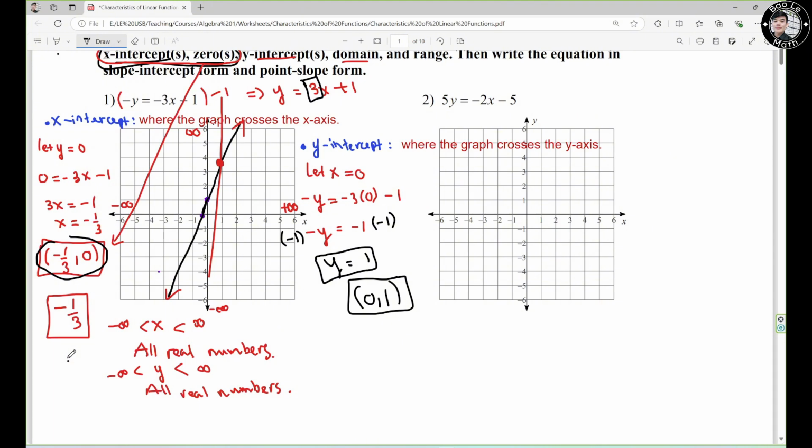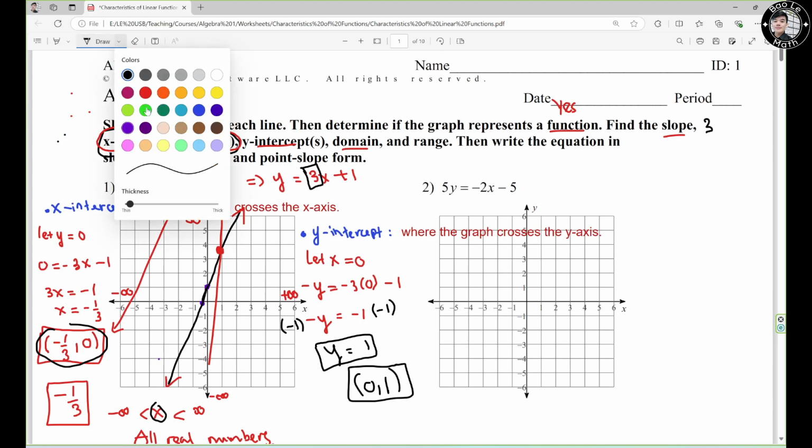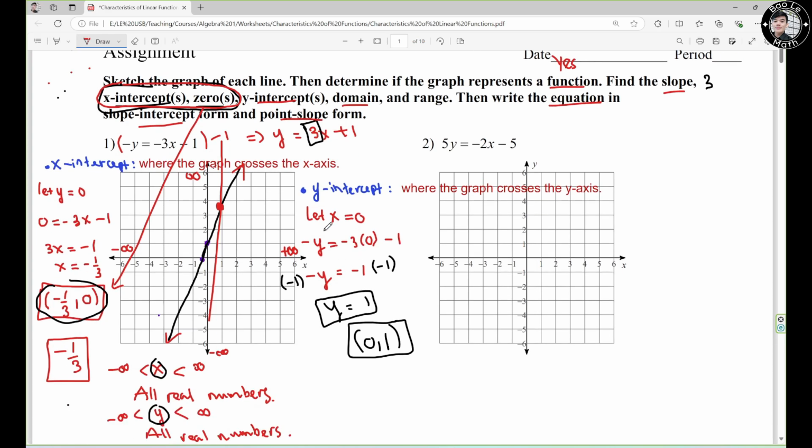Now keep in mind, when we talk about the domain, we talk about the x value. When we talk about the range, we talk about the y value. Okay. Next one, we need to write the equation in the slope-intercept form and point-slope form. The slope-intercept form, we already got it right here. Now we need to convert this one into point-slope form.